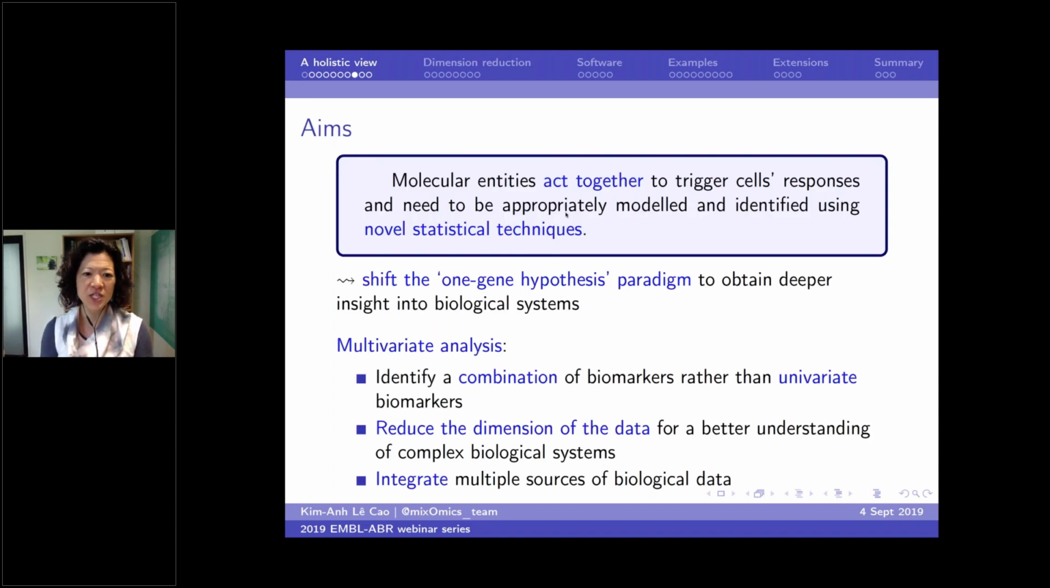And so really what we're trying to do here is saying that because those molecules act together in a cell, we need to model them appropriately and identify them using novel statistical tools. So what we're trying to do is to shift the one gene hypothesis paradigm in order to obtain deeper insight into biological systems. And to do this, we use multivariate analysis, where we're going to identify a combination of biomarkers rather than univariate biomarkers. We are also going to reduce the dimension of the data, and that's going to help us to understand the complexity of those biological systems. And we will be able to integrate these different sources of data.